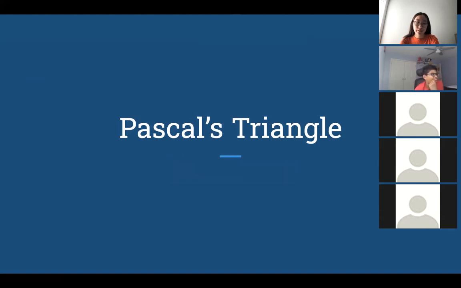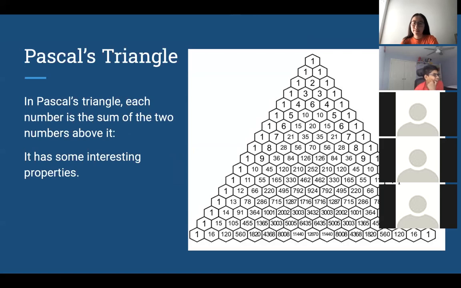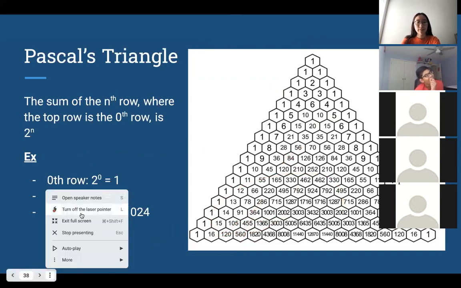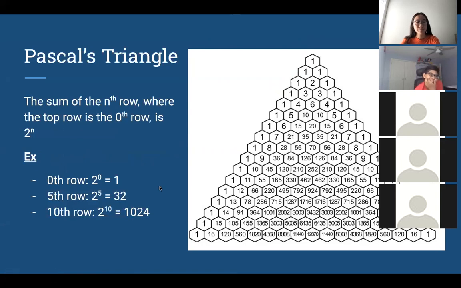So Pascal's triangle. This is an interesting sort of math puzzle. In Pascal's triangle, each number is the sum of the two numbers above it. So if you see here, 2 is the sum of 1 and 1. We'll take 15 here. 15 is the sum of 10 and 5. 84 is 28 plus 56, and so on and so on. So this could go on for infinity, and it has a lot of interesting patterns that we can point out.